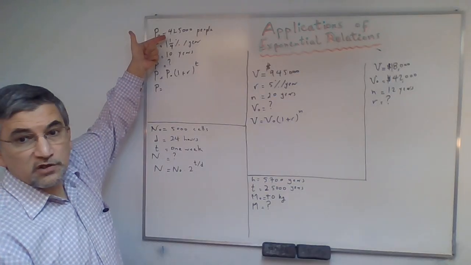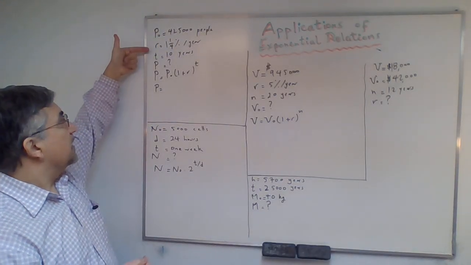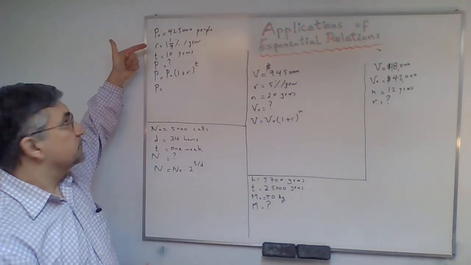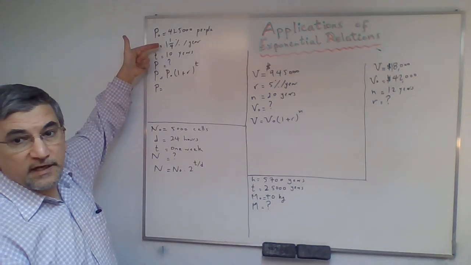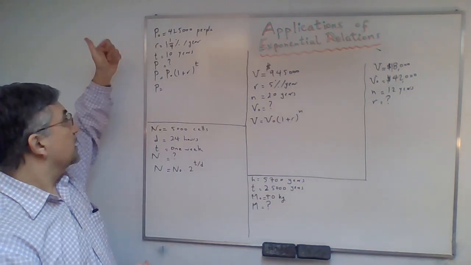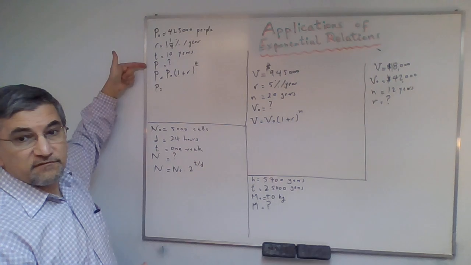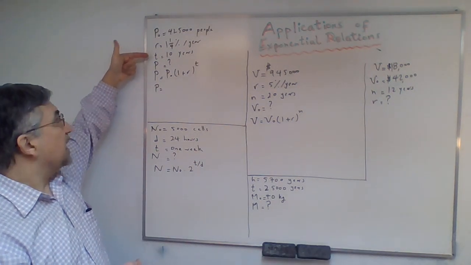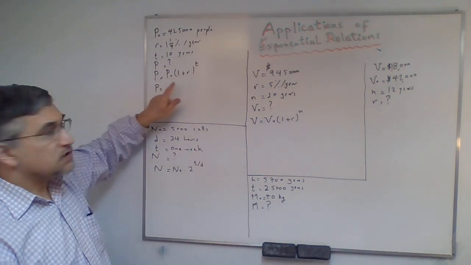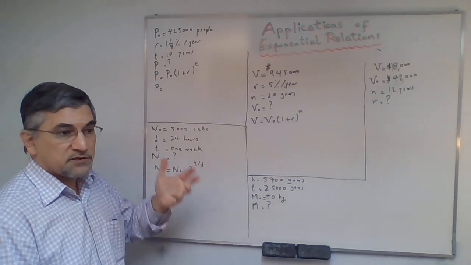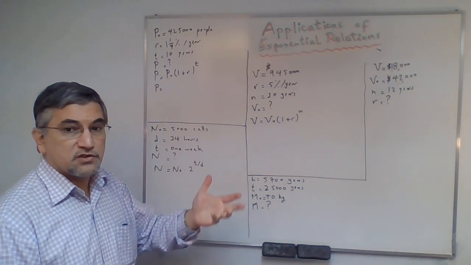Initial population is 425,000 people, and the growth rate of population is announced as 1.25% per year. And we want to know what is the final population of that city after 10 years. So this is a situation where an exponential growth model is used.